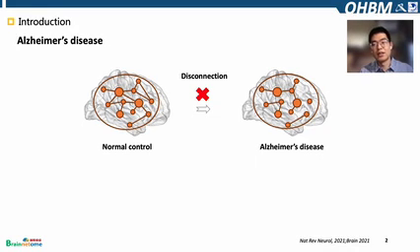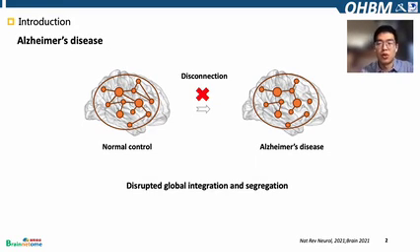Alzheimer's disease is a typical neurodegeneration disease associated with widespread disruption in different brain areas through disconnection mechanisms. This widespread disruption breaks the balance between local specialization and global integration in the brain, and consequently impairs daily cognitive ability.